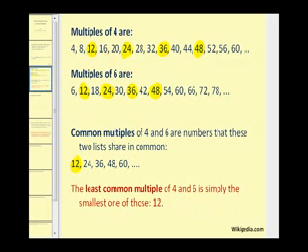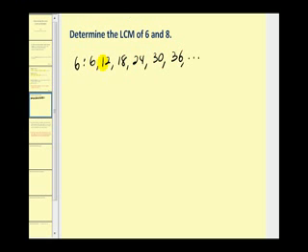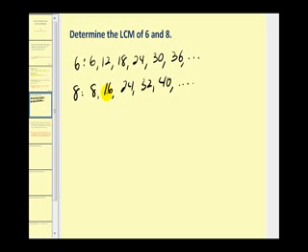So if we want to determine the LCM, or least common multiple, of 6 and 8, we could start by listing multiples of 6, and so on. Again, notice we're just adding 6 each time, or you could think of this as 6 times 1, 6 times 2, 6 times 3, and so on. Now we'll do the same for 8. 8, 16, 24, 32, 40, and we just keep listing these until we find a number that these two lists have in common, and we want the smallest of those common multiples. And we can see from our list, 24 is the smallest number that these two lists of multiples have in common, so the LCM is equal to 24.